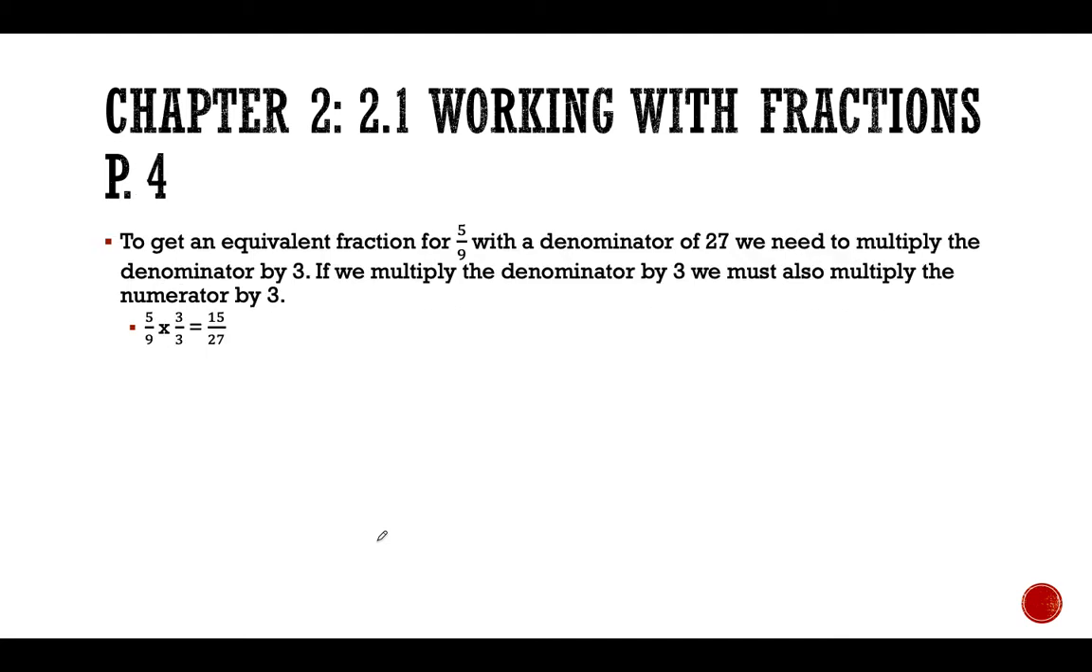To get an equivalent fraction for 5/9 with a denominator of 27, we need to multiply the denominator by 3. If we multiply the denominator by 3, we have to multiply the numerator by 3. So 5/9 times 3/3 equals the equivalent fraction 15/27.